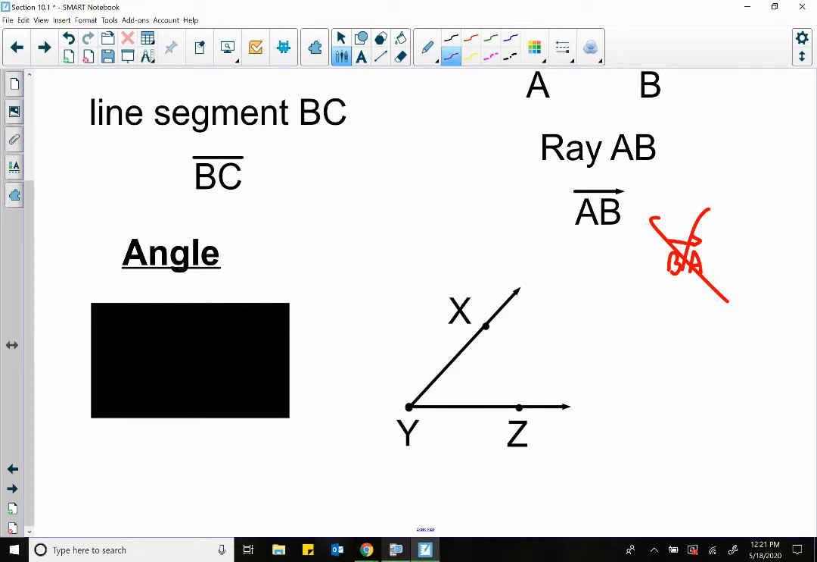Now in class, I would ask you, what is this initial point right here called for both of these rays? Or in other words, what's the special name of this initial point in an angle?